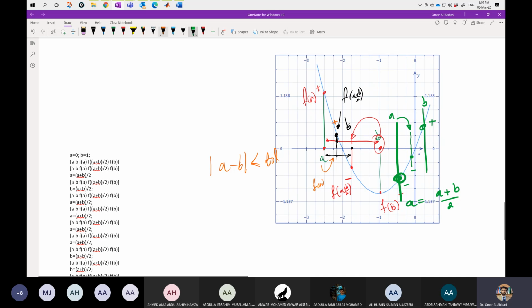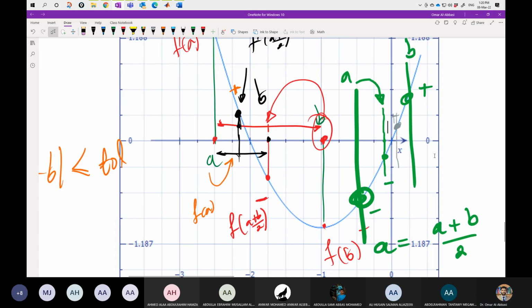Okay, after that, we cut the interval into half. And at that location, the value of the function is positive, isn't it? Can you see it with me, guys? The value of the function there is positive. So which limit should I move? A or B? A.